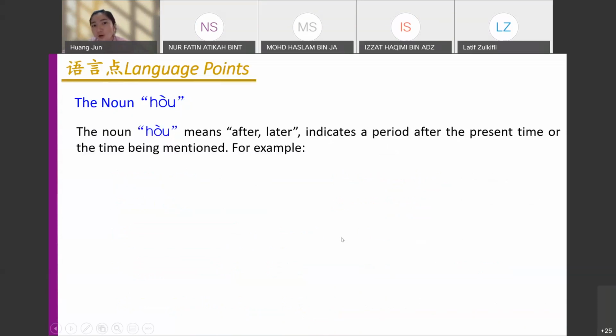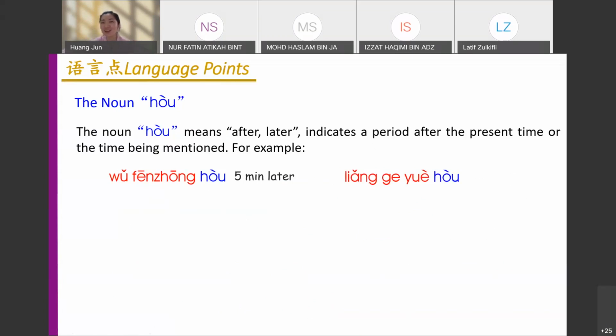So we check the word 后. 后 is translated as after or later. Then 5分钟后, 5分钟 is 5 minutes, right? So 5分钟后 means 5 minutes later. Then an easy one. 2个月后, what's the meaning? Do you remember we have 年, 月, 日, 星期. Those words. Very good, it means 2 months later.